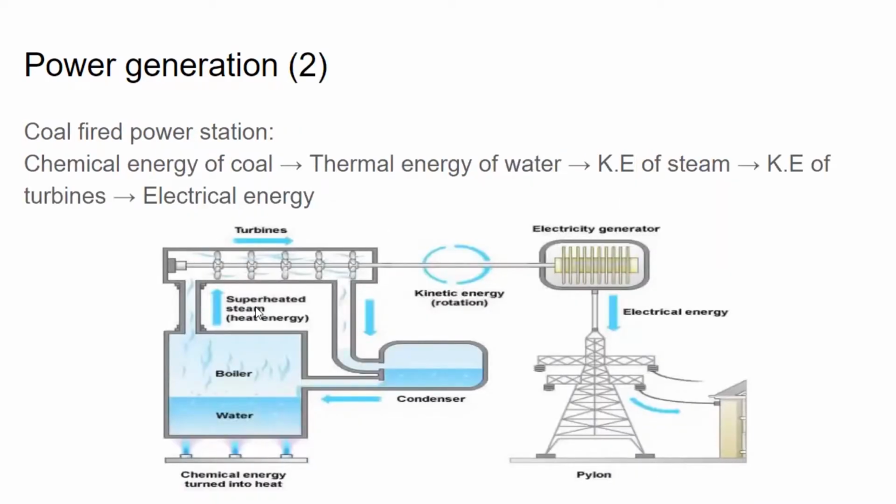A coal-fired power station is when coal is heated over here and it boils water. So the thermal energy of water is converted into the kinetic energy of steam, which moves the turbines. So the turbines also have kinetic energy, which is being converted into electrical energy in the electricity generator.